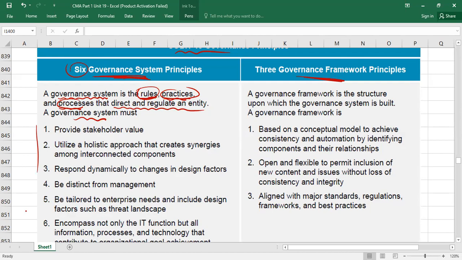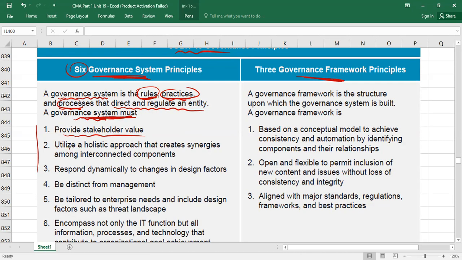Number 1: the governance system, the rules, practices, and processes, must provide stakeholder value. I told you, meeting the stakeholder needs is what is called providing stakeholder value. You can define the same thing here: identify the stakeholder needs, create the value, set the enterprise goals, set the IT-relevant goals, and apply the IT. So they are saying the governance system must provide stakeholder value. It must create the value for the stakeholders.